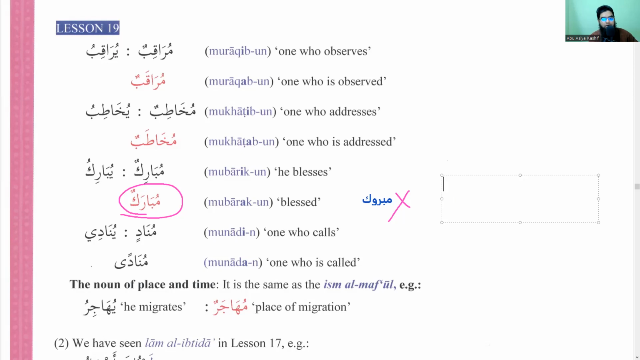Why? How was it formed? Mubarak. Baraka is the verb, right? Form 3. And you make it mudari, yubariku. And you want to make ismul fa'il, the doer. So you take the u and change it to a mu, mubarik. That is Allah subhanahu wa ta'ala, of course, who blesses. And the person being blessed is called Mubarak. Correct? So Mabruk should not be used.